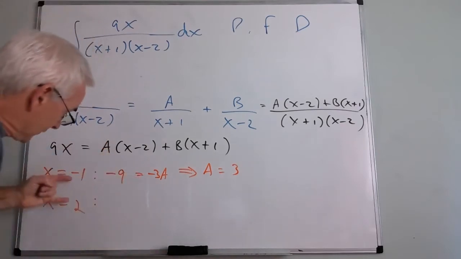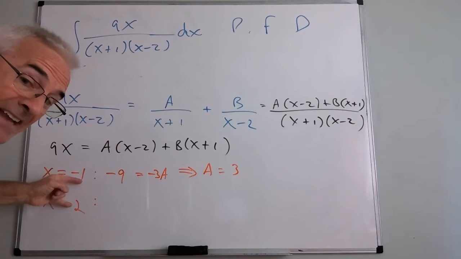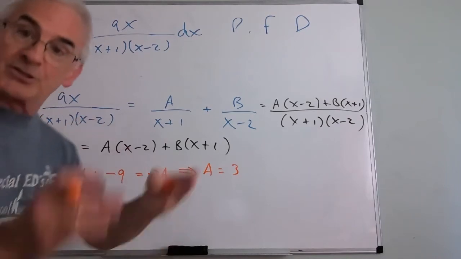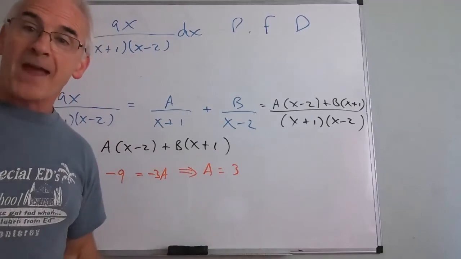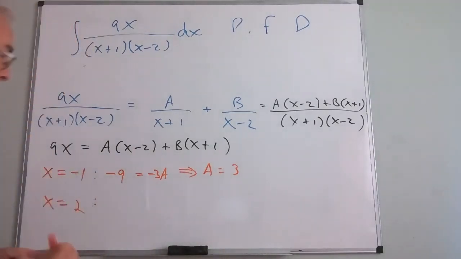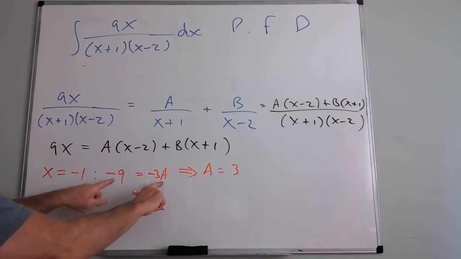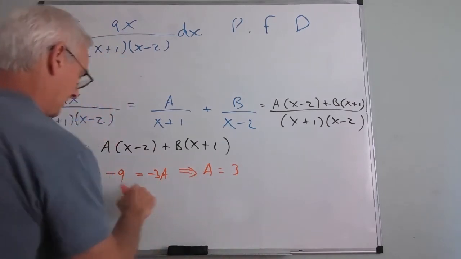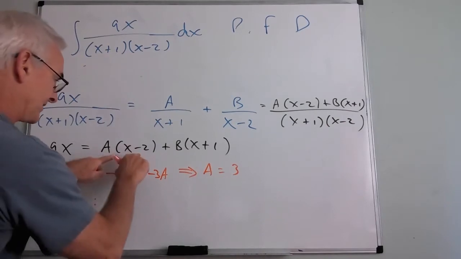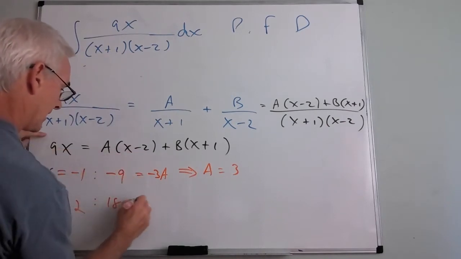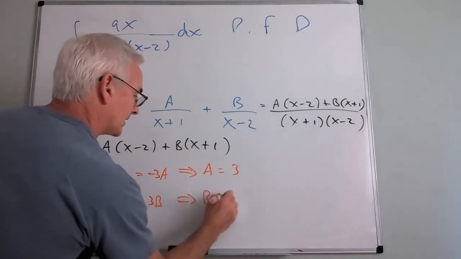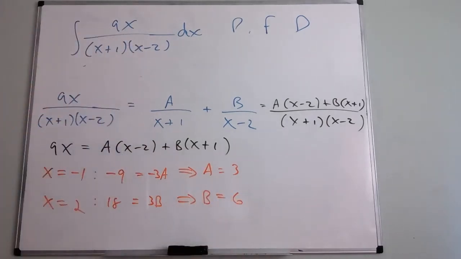By the way, if you choose any 2 real numbers, it doesn't matter what those real numbers are, you will get 2 equations and 2 unknowns, and you can solve it. I'm picking the only 2 numbers that leave only 1 unknown in each equation, because the other unknown is going to be 0. It's easy. So if x is 2, then that's 0. So I'd have 18 on the left equals 3b on the right, which means that b is 6. Now I've recaptured the original problem.